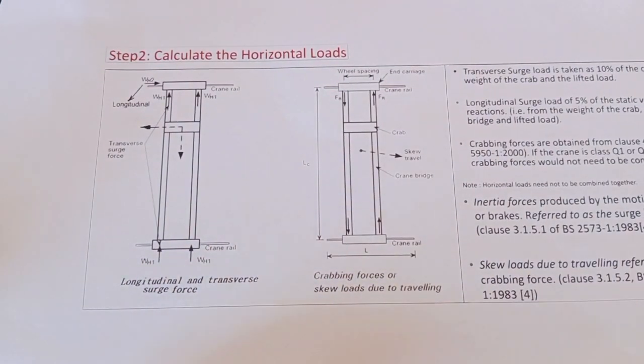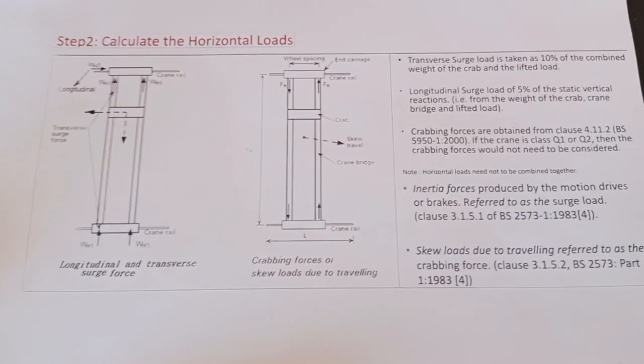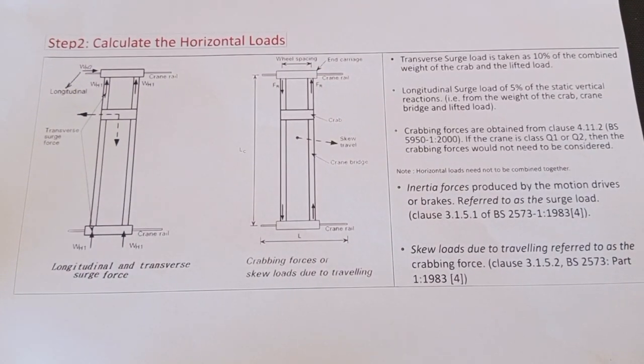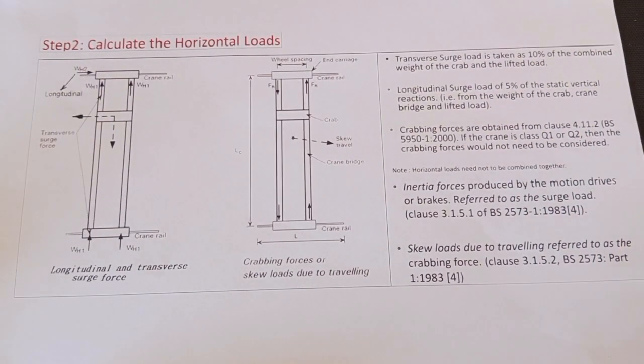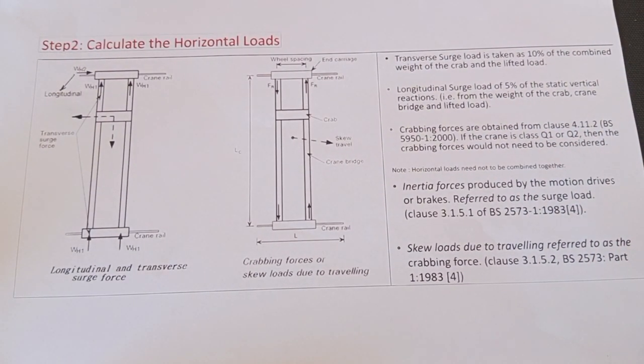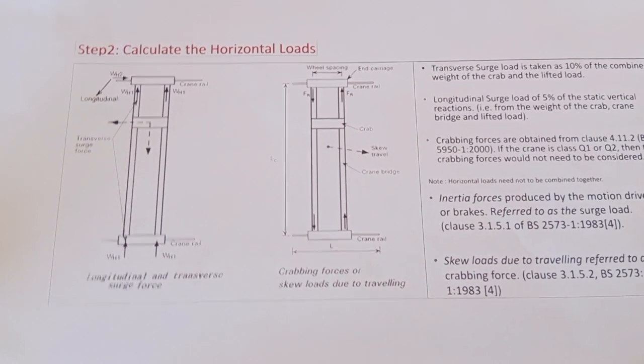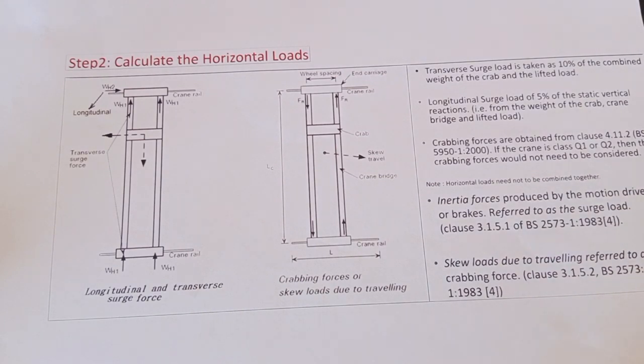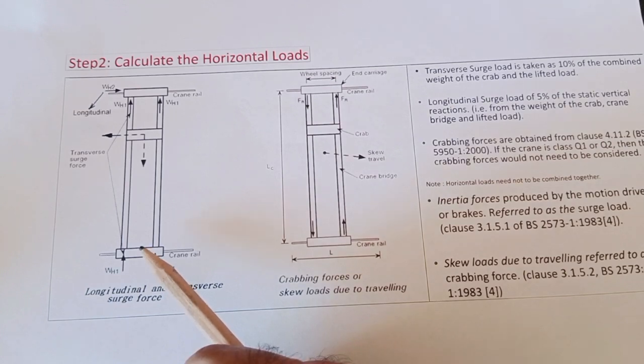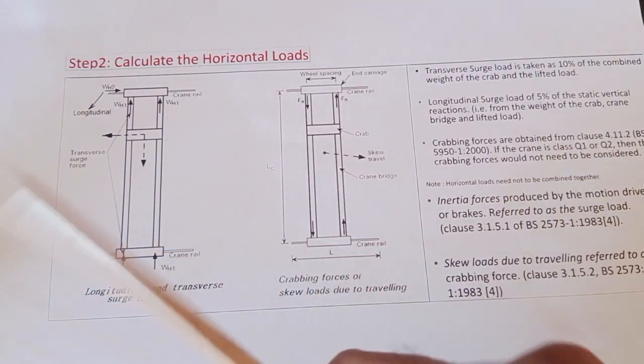Second step is horizontal loads. For horizontal loads, we have two types in general. One is inertia forces produced by the motion drives or brakes, that we call surge load. And the second one are skew loads or traveling, referred to as crabbing force. Here in shapes, the first one is surge loads, longitudinal and transverse, and the second one is crabbing force.